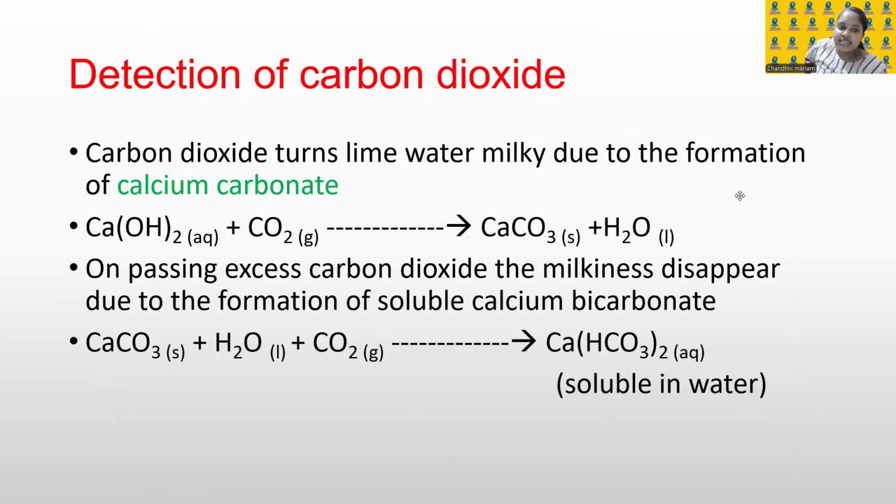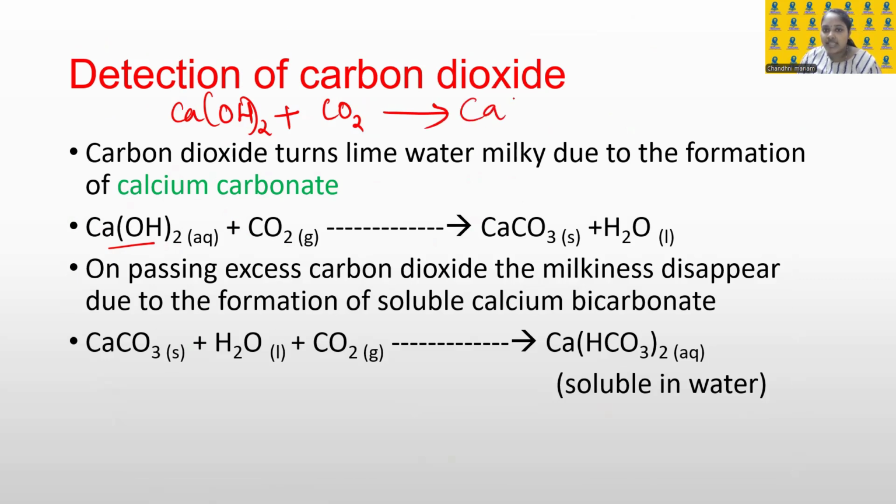And how do we detect that the evolving gas is carbon dioxide? The carbon dioxide will be passed through lime water, and the lime water will turn milky. Here we have calcium hydroxide, which is the lime water. We pass carbon dioxide through it, and we get a compound, calcium carbonate, and water.